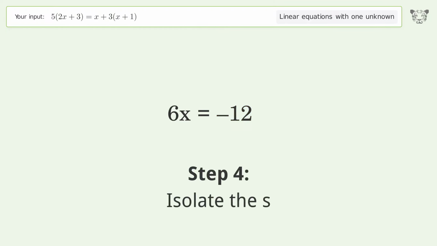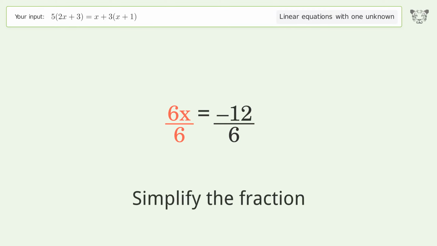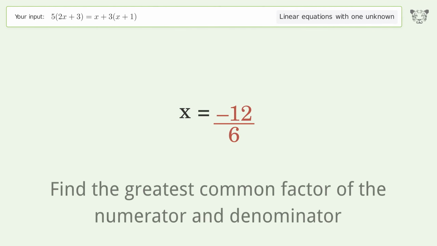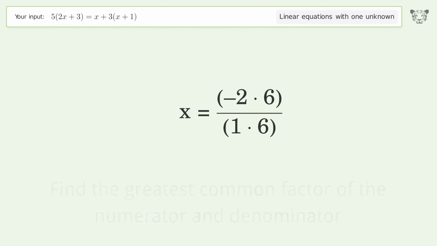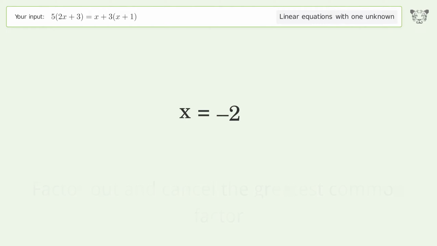Isolate the x. Divide both sides by 6. Simplify the fraction. Find the greatest common factor of the numerator and denominator. Factor out and cancel the greatest common factor. And so the final result is x equals -2.